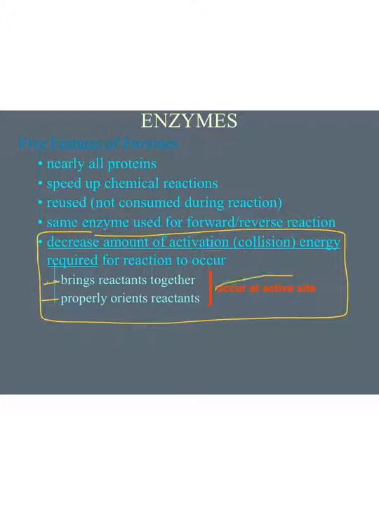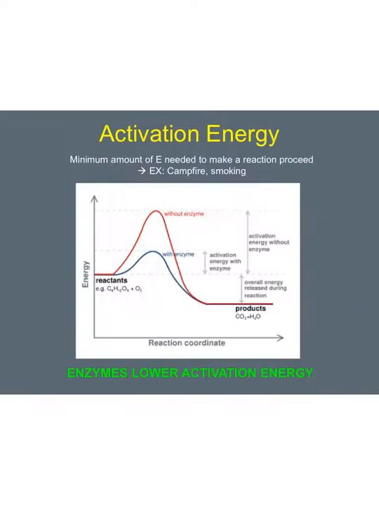And this occurs at a site on the enzyme that we call the active site. So the reactants come together at the active site, they're oriented properly or arranged properly in a specific situation where they can react and be converted to product. And so here we have a graph, again, this is an energy diagram showing you our reactants to our products and how we get from one point to the other.